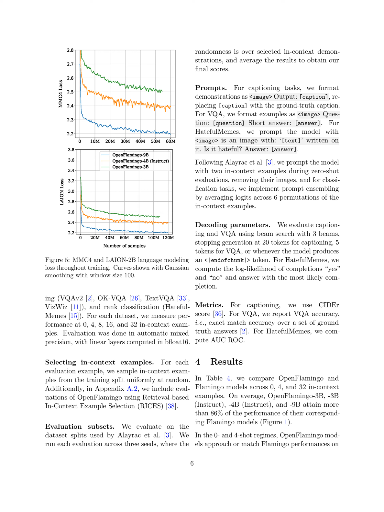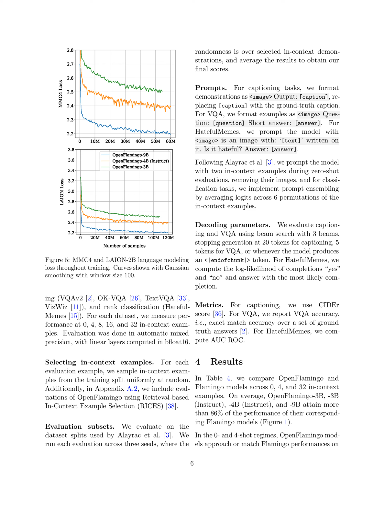For tasks that required captioning, we formatted demonstrations as <image> output, caption, replacing caption with the actual caption. For visual question answering, VQA, we formatted examples as <image> question, question, short answer, answer. For hateful memes, we presented the model with <image> as an image with text written on it. Is it hateful? Answer, answer. In zero-shot evaluations, we provided the model with 2 in-context examples, but without their images.